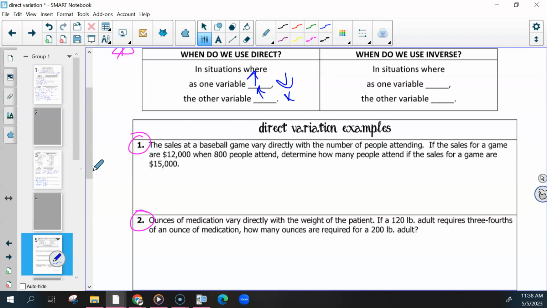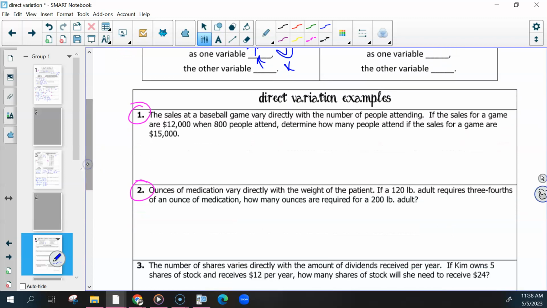So we'll do a few of these examples. In all of these word problems, as you start to read it, you might see words that say very directly, varies directly, directly proportional, something like that. If you don't see those words at all, it's going to give you all the numbers, and you have to decide if they go up together or down together. Whatever comes before those words, so the sales, that's going to be your y value every time. Whatever comes after, so the number of people, it's going to be your x every time.